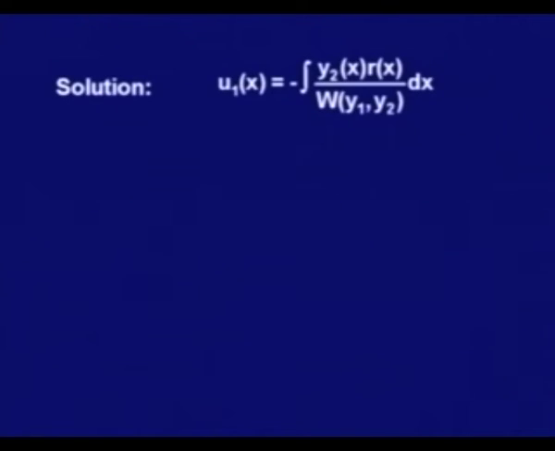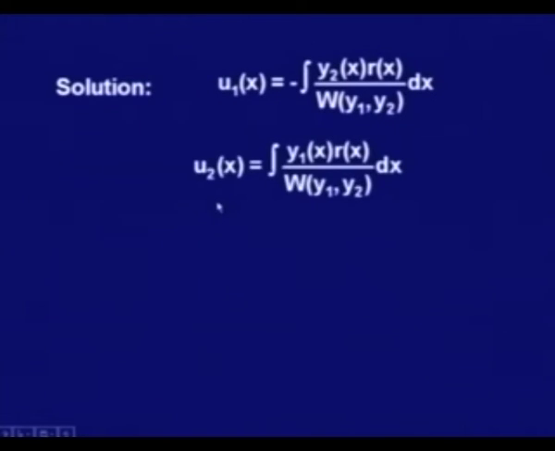u1(x) is minus the integral of y2(x) r(x) upon the Wronskian of y1 y2. W(y1, y2) is the Wronskian of the solutions y1 and y2, the fundamental set of solutions of the associated homogeneous equation. This is integrated with respect to x, and u2 is the integral of y1(x) r(x) upon the Wronskian of y1 y2, integrated with respect to x. These are the two solutions.